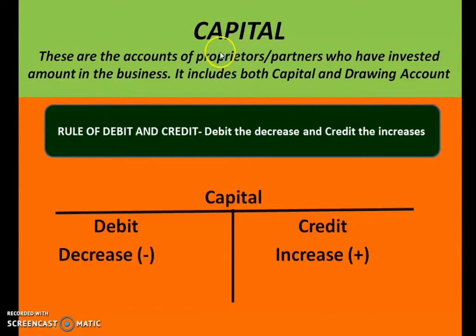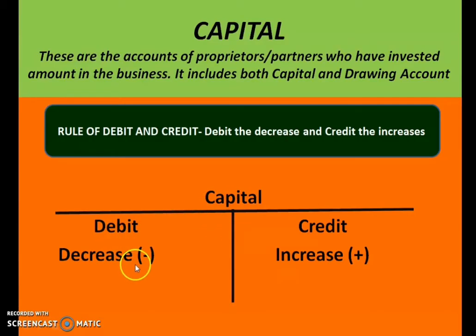Now the third classification is capital. These are the accounts of proprietor or partners who have invested money in the business. It includes both capital and drawing account. So capital and drawing account will be included under capital account, and it is the account of the proprietor or partner who have invested their money in the business. What is the rule related to capital account? Debit the decrease and credit the increase. So what you did with the liability, the same case you have to follow here.